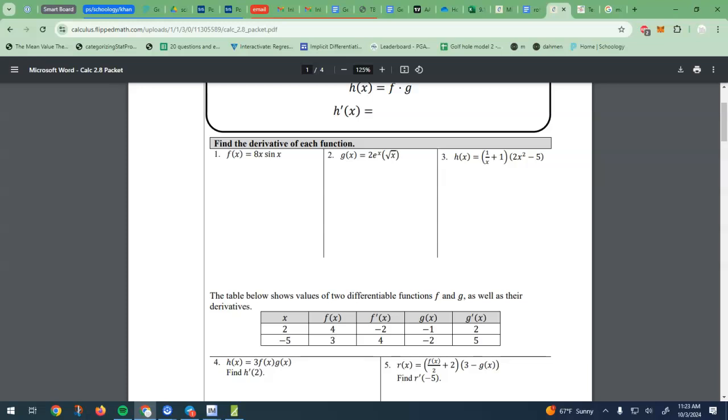Second guy. So first of all, I'll kind of rewrite this one to say 2e to the x times x to the 1/2. The radical, like this, I don't take derivatives of radicals. It's easier if you show the exponent and then I go from there.